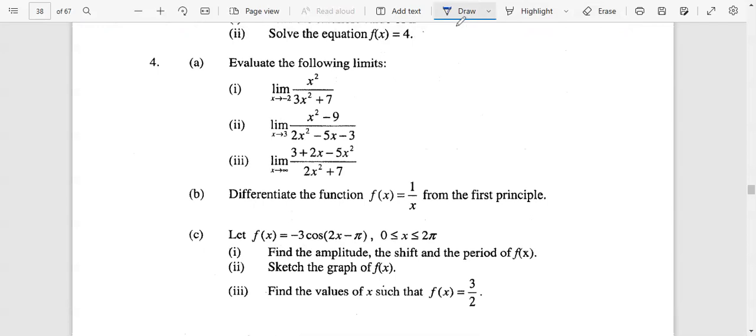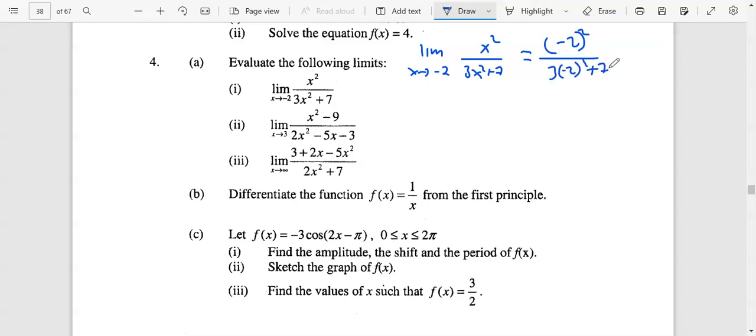Evaluate the following limits. We have the limit as x approaches -2 of x squared divided by 3x squared plus 7. So what happens if we substitute -2 directly? That is going to be (-2) squared divided by 3(-2) squared plus 7. It's going to be 4 divided by... -2 squared is 4. 4 times 3 is 12. 12 plus 7, 19. So this is the limit.